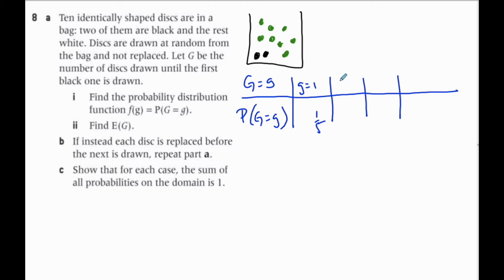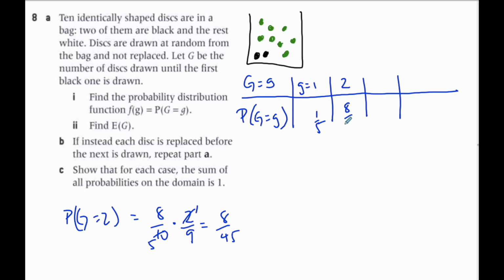If G equals 2, well, what that means, the probability that G was equal to 2, means the first one had been green, which would have been 8 out of 10, and the second one would have had to have been the black one, which is going to be 2 out of 9 that are left. And when I simplify that, I get 8 out of 45. And so that's the probability of it being on the second pull.